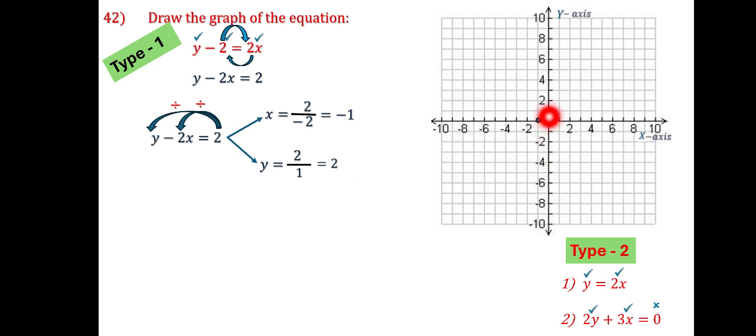So y is 2 at this point. At this point, y is 2. So just put another point at y equal to 2, like this. And join these two points by drawing a line. Now, this is our graph. Now, compare this graph line with our options A, B, C, or D.